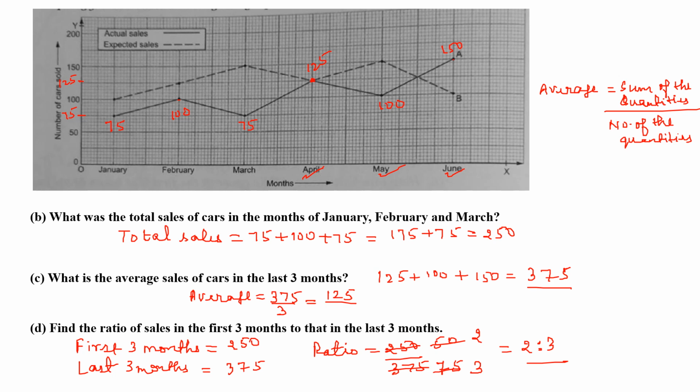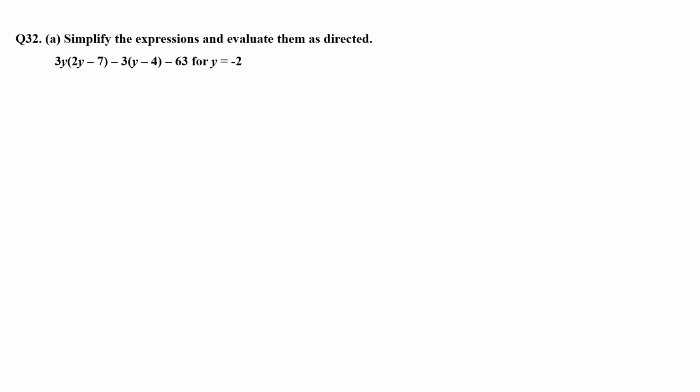Now I will move to the next question. Question 32. First part, simplify the expressions and evaluate them as directed. This is the expression given, and then you have to find the value for y equal to -2. If the question says simplify, please do not put the value of y equal to -2 directly here. You have to first simplify. Okay, so start simplifying it.